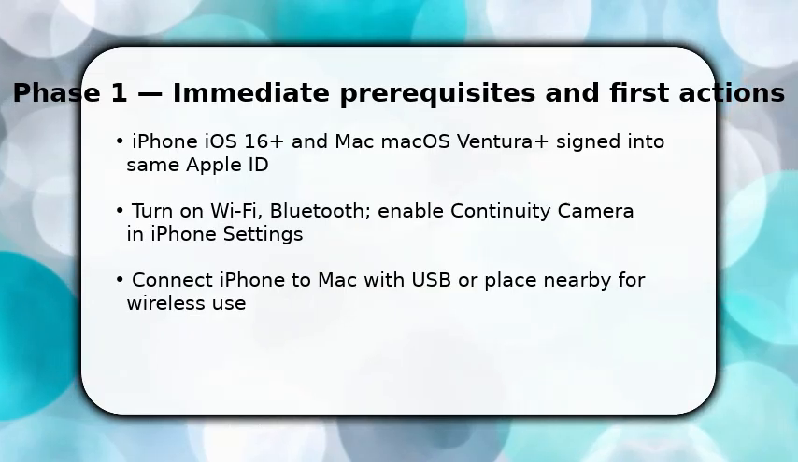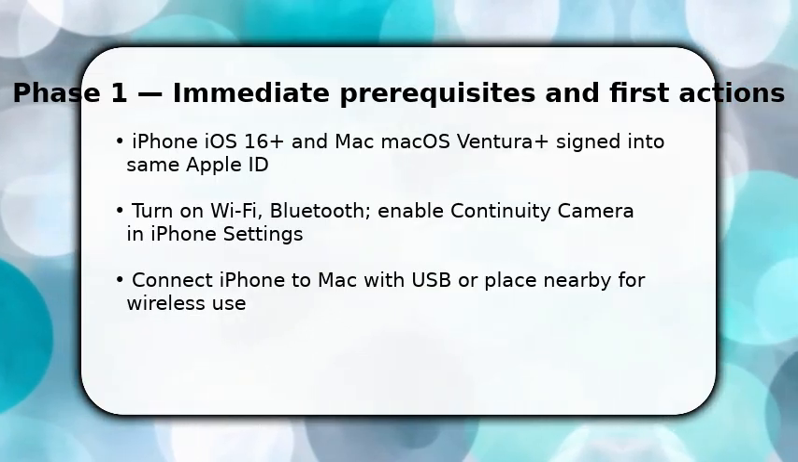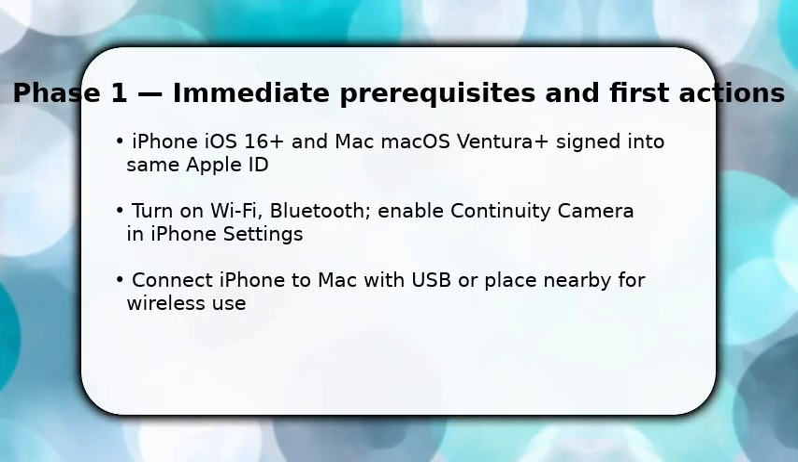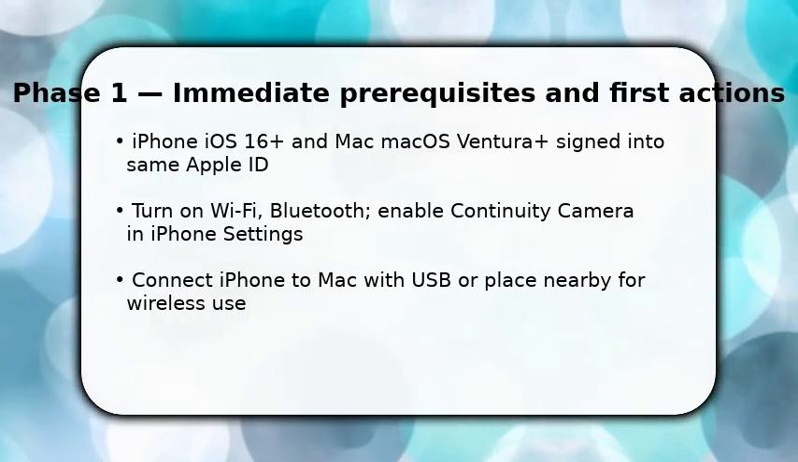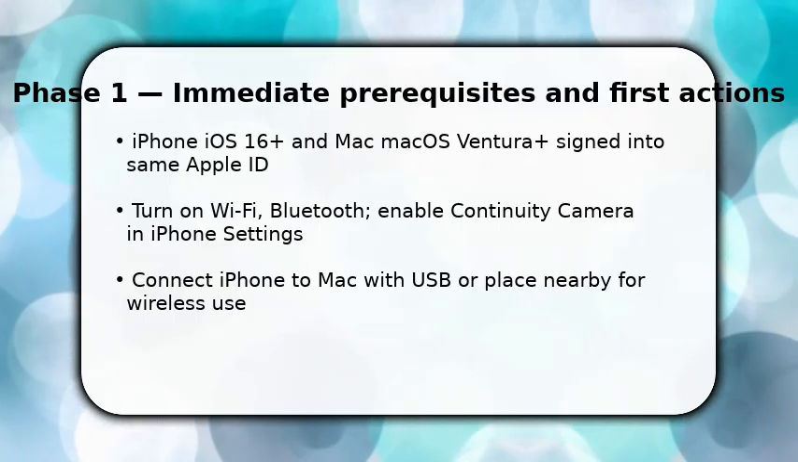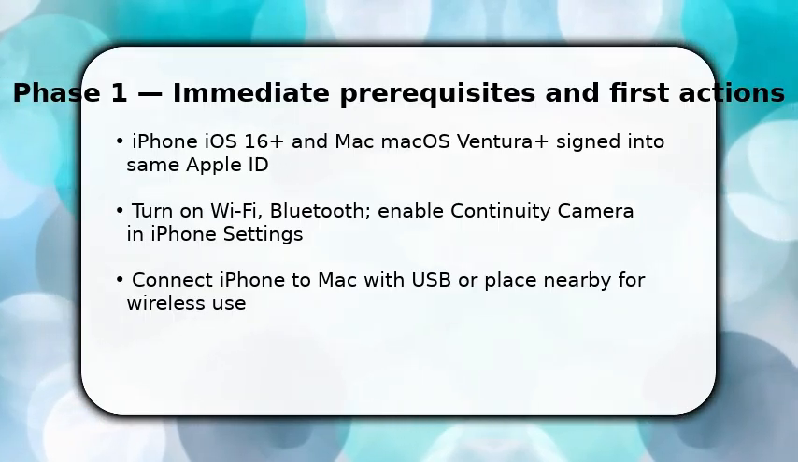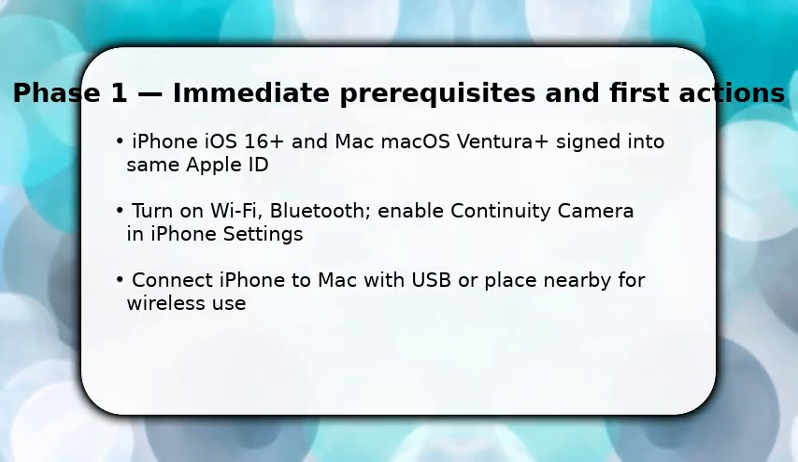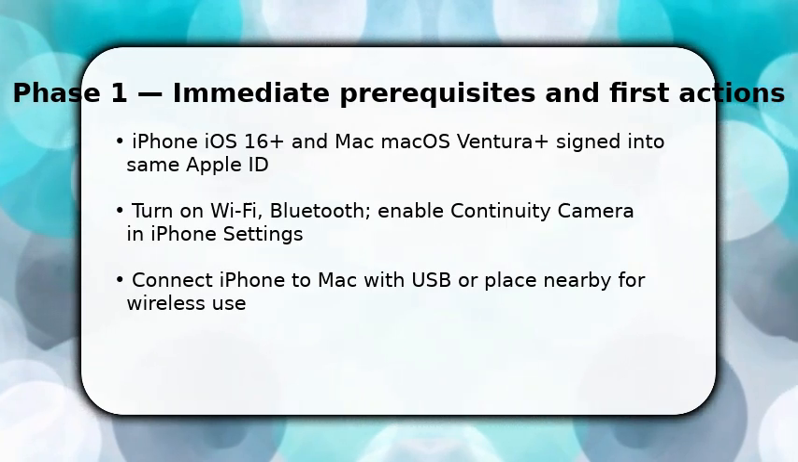On the Mac, sign into the same Apple ID and confirm Handoff is enabled. Once done, connect the iPhone with a cable or keep it nearby for wireless. This gets the devices talking. Now open Zoom and prepare to select the iPhone as your camera.